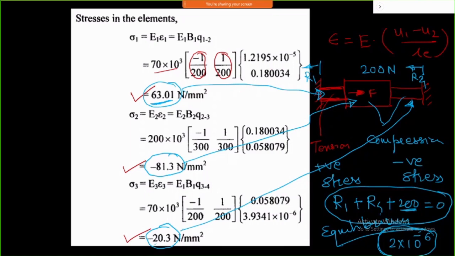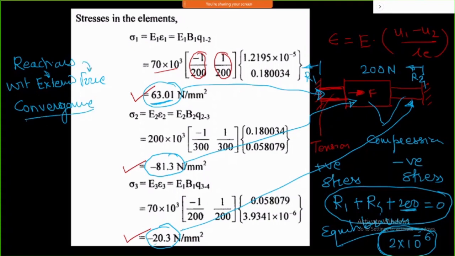There are different ways by which simulation is done in ANSYS or similar software. When you match these reactions with the externally applied force, that force should match, and that is what is called convergence. That is one way you can check convergence. These two should match. This equation should be satisfied; it should satisfy force equilibrium.